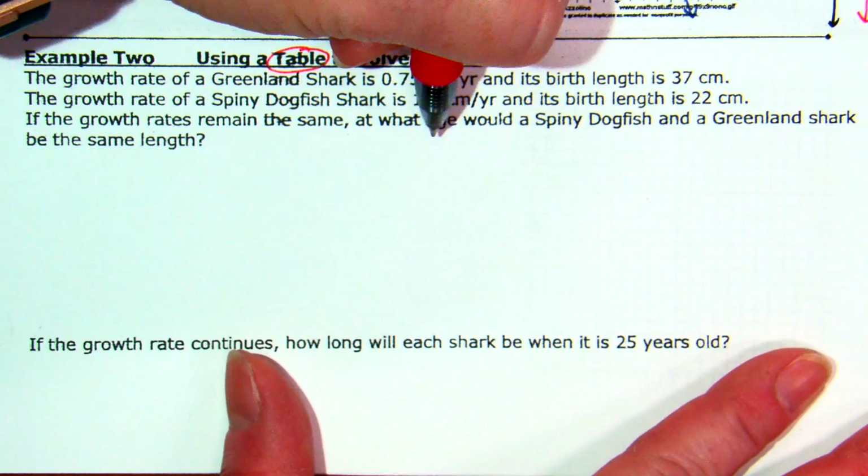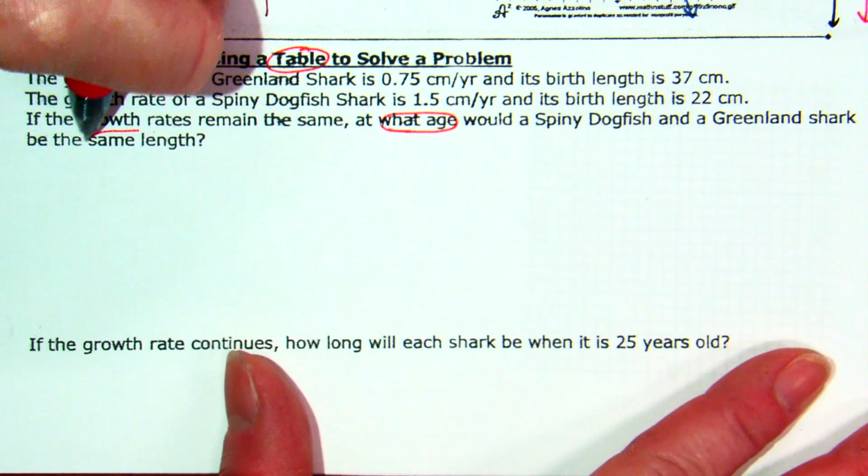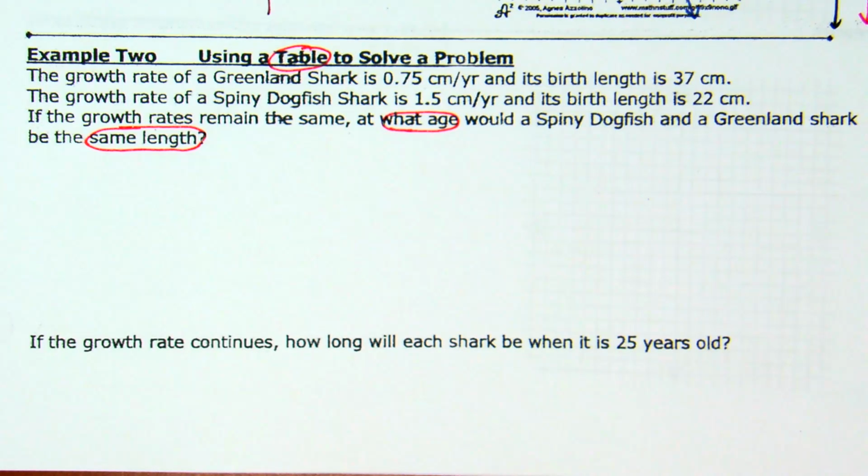You see what we need to answer? At what age are they going to be the same length? In all actuality, I'm going to talk about setting up equations for this, but do you have to set up equations? Not really. You could definitely do this without equations, but let's talk about the Greenland shark. What do you know about the Greenland shark? Okay, at birth it's 37. And then what?